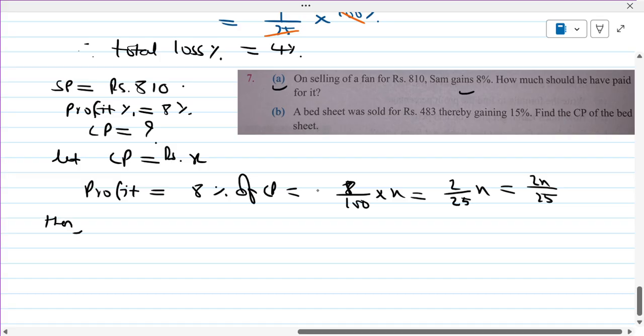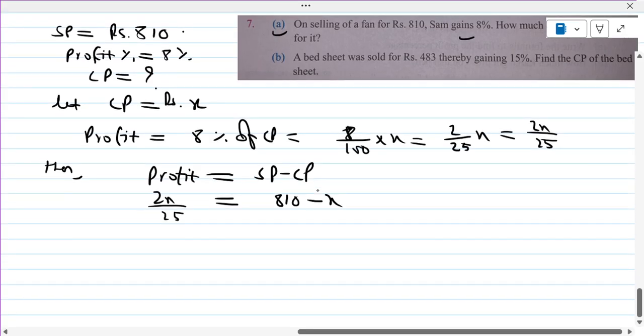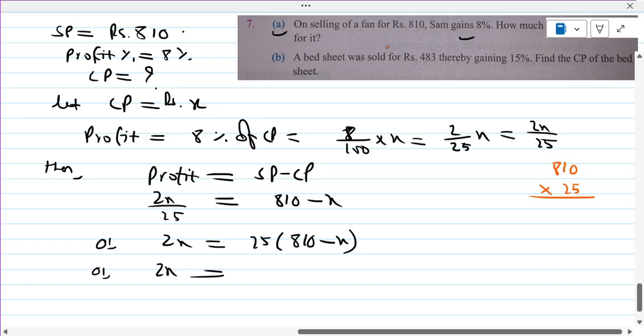So then we go for solving the value of x by using the formula of profit, which is SP minus CP, as we have done before. So profit we got here 2x by 25, SP we do have here 810, CP we do have x, is it? And now let's make here cross multiplication. So 2x equal to 25 into 810 minus x. So let's make here calculation, and please be very sure we are not using a calculator, is it? So manually you have to make calculation here.